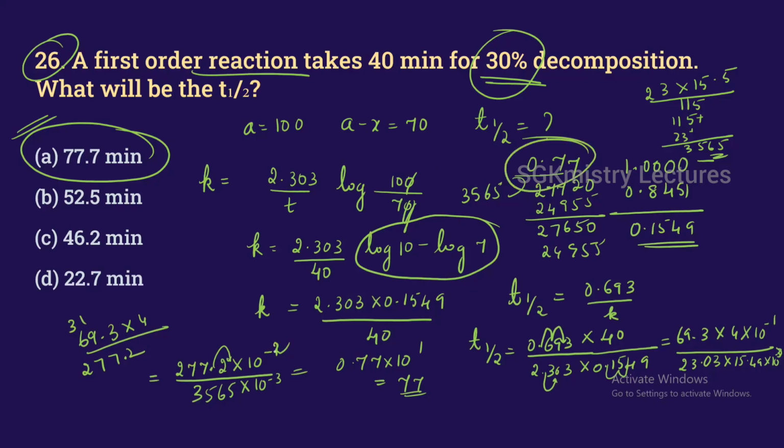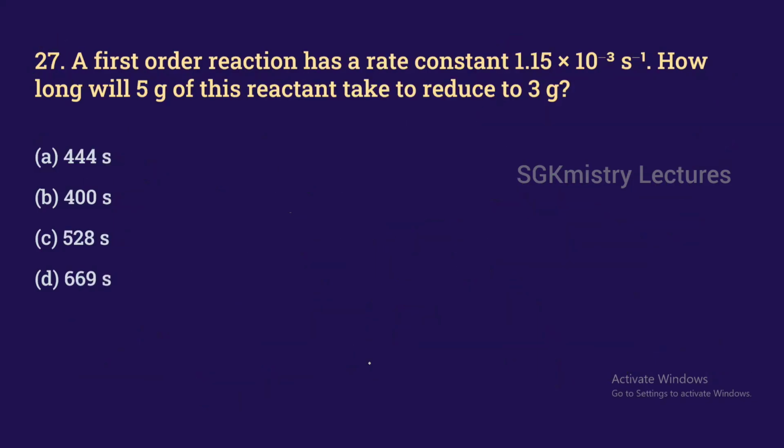How did I get 10 to the power of 1? Because here it was minus 2, here it was minus 3. When I bring it above, it becomes plus 1. Okay. Yes. Next, question number 27.